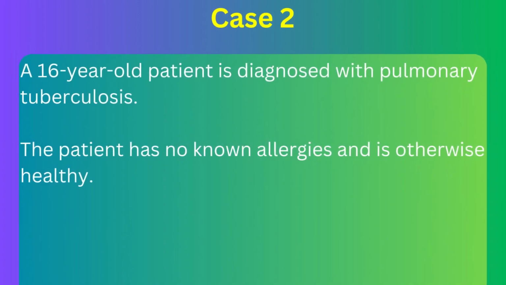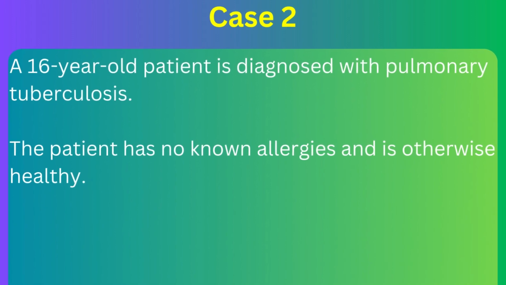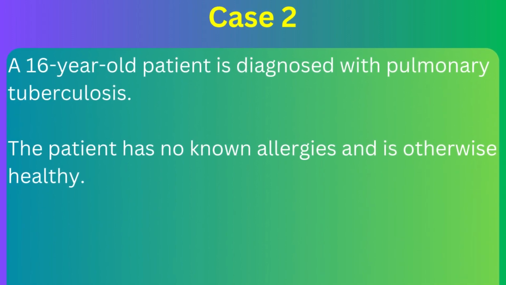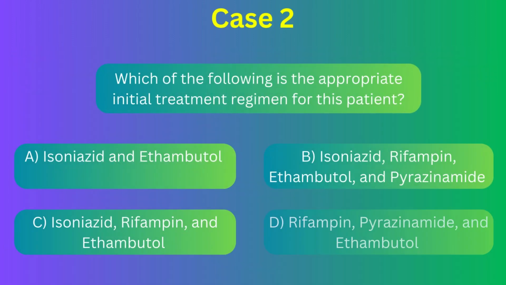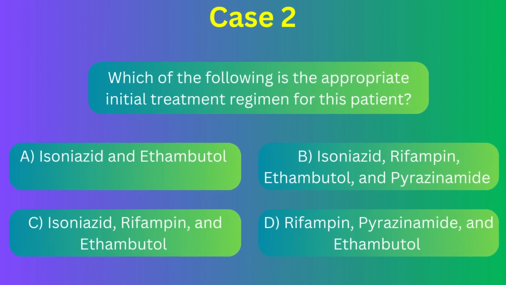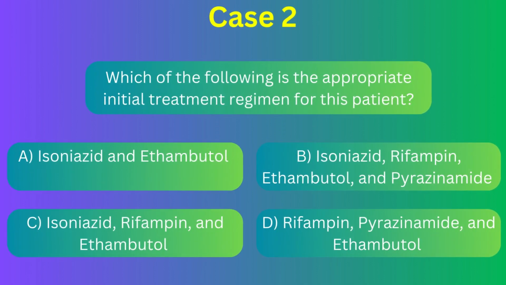Case 2. A 16-year-old patient is diagnosed with pulmonary tuberculosis. The patient has no known allergies and is otherwise healthy. Which of the following is the appropriate initial treatment regimen for this patient?